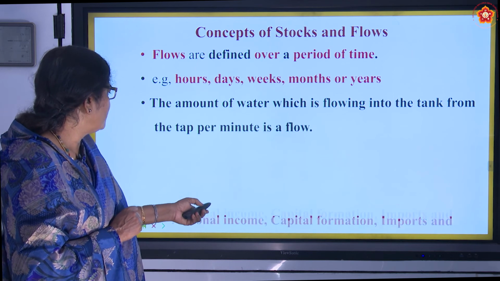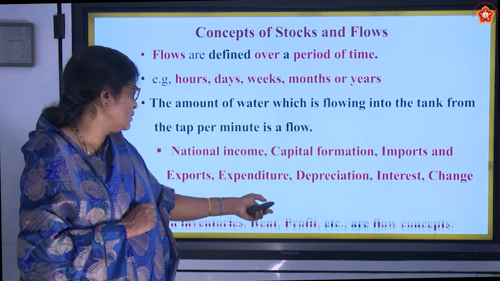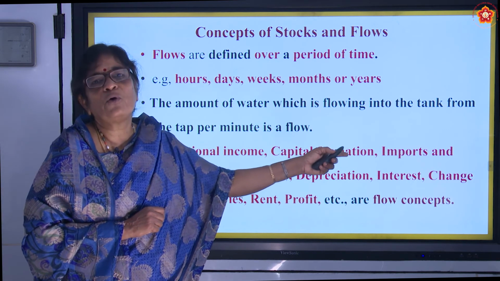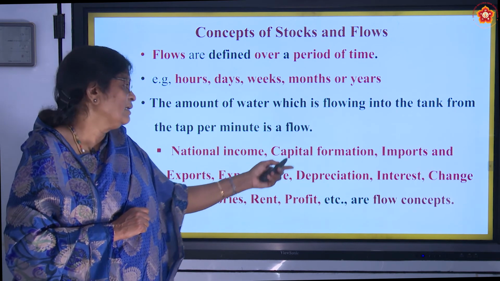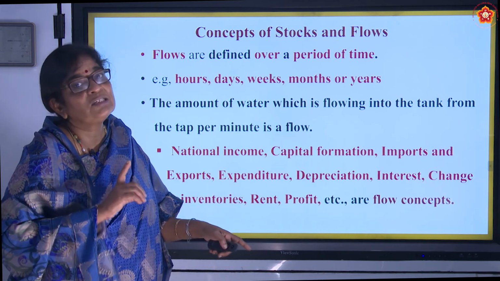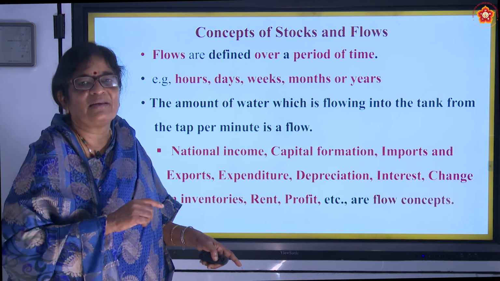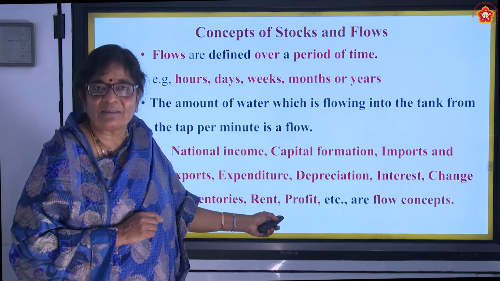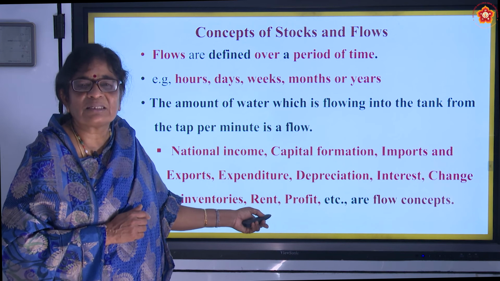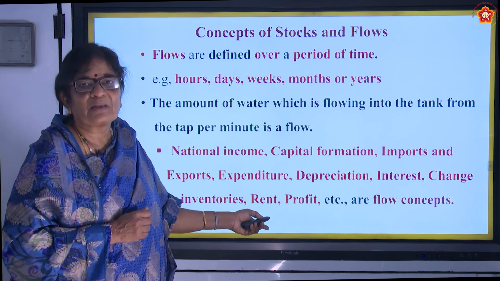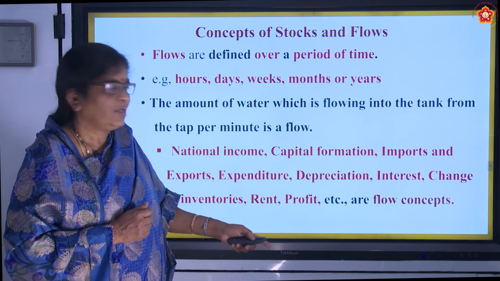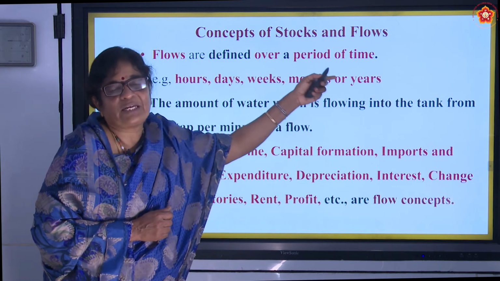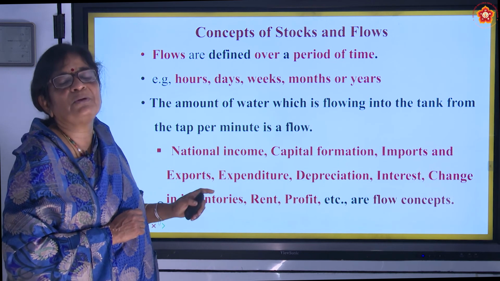And other flow concepts or flow variables are national income, capital formation, imports, exports, expenditure, interest, change of inventory. Inventory is not a flow variable. Change of inventory is a flow variable. That is very important. Rent and profit, rent per month, rent per day. When we go to hotels, rent per day we pay, rent per month we pay. Profit earned, all are flow concepts because they are defined over a period of time. These are flows you should be able to write properly.